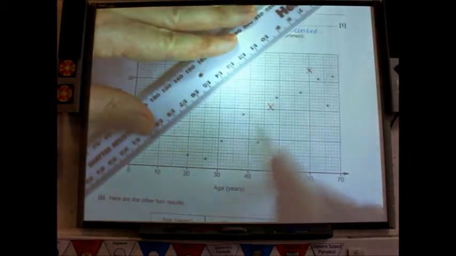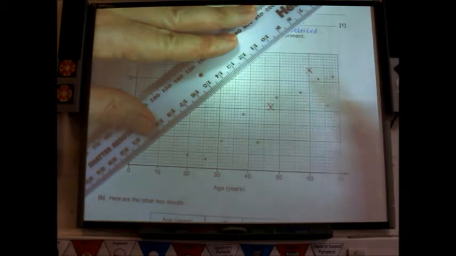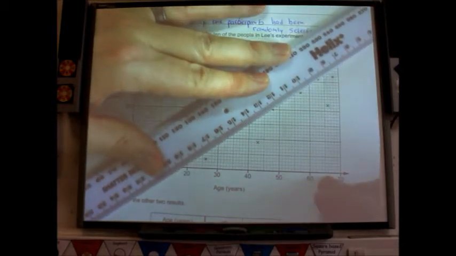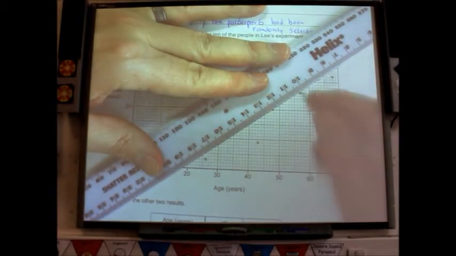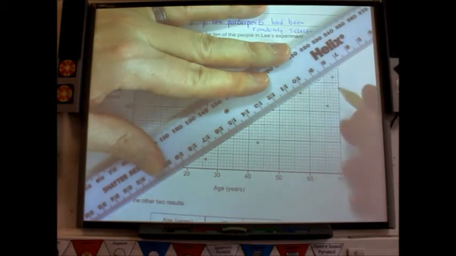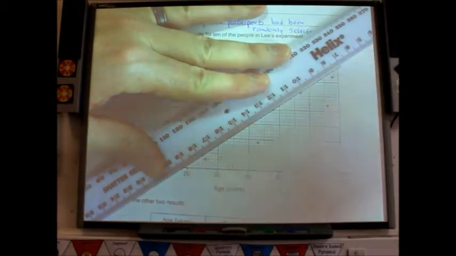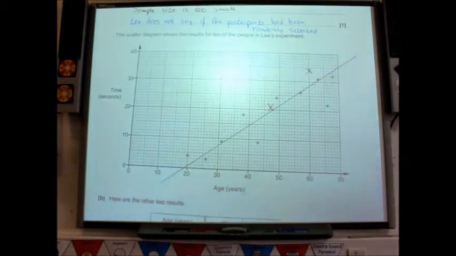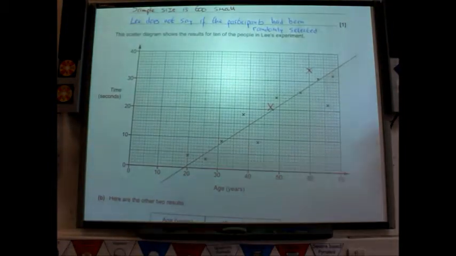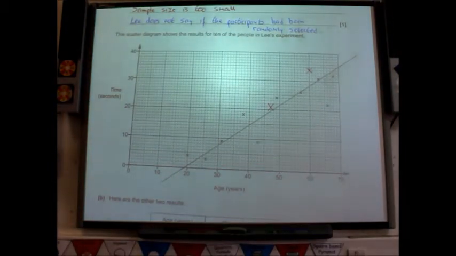There's 1, 2, 3, 4, 5, 6, 7, 8, 9, 10, 11, 12. So we do it like this and try and get 6 each side. 1, 2, 3, 4, 5. That'll do. Something like that would be fine. Obviously there's a wrong answer to that, but it could be slightly out. That is fine. The question said, estimate how long it takes someone who is 35 to complete the puzzle.